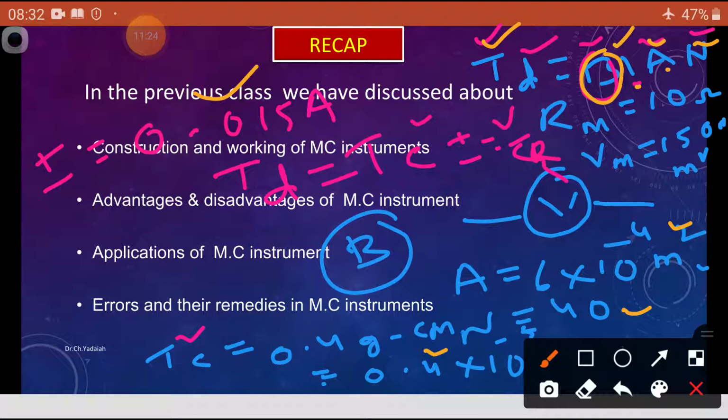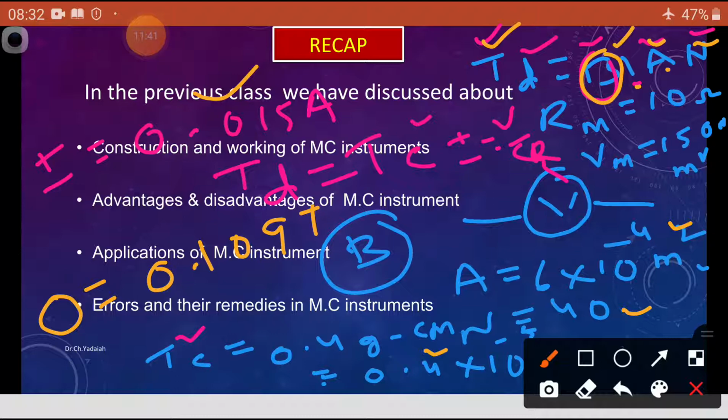After simplification we are going to get B equal to 0.109 Tesla, that is Webers per meter square. This is the answer.